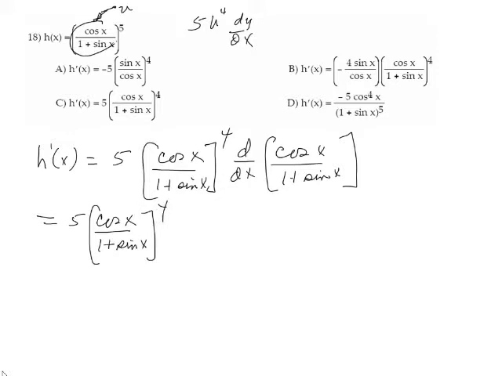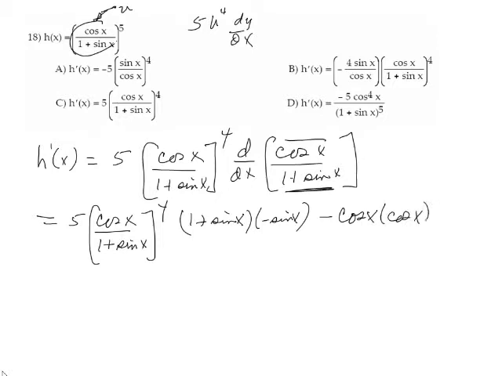And so we get 1 plus sine of x, the denominator, times the derivative of the numerator, which is minus sine of x, minus the numerator, which is minus cosine of x, times the derivative of the denominator, which is cosine of x, and divided by the denominator squared, which is 1 plus sine of x, quantity squared.